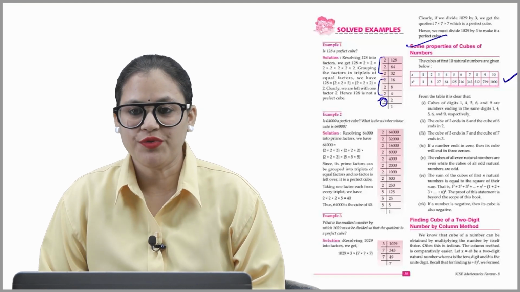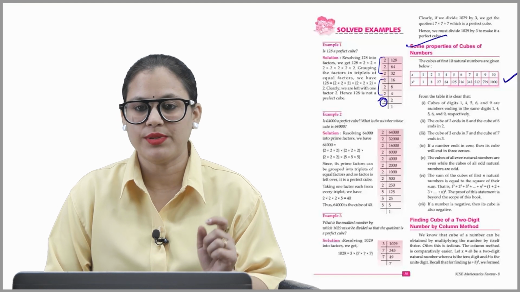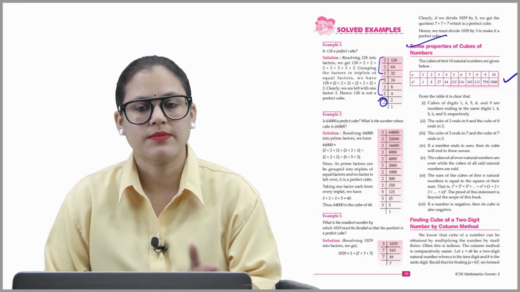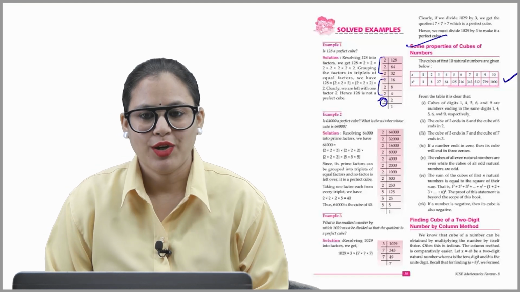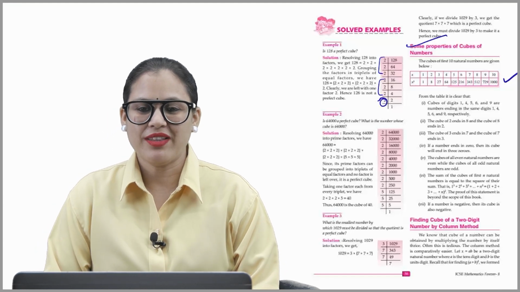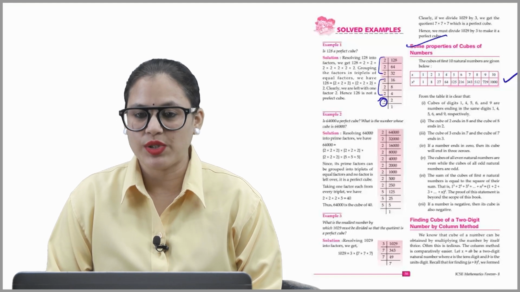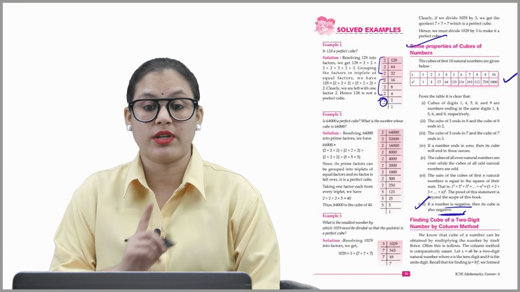The sum of the cubes of the first n natural numbers is equal to the square of their sum. That is, 1 cube plus 2 cube plus 3 cube plus up to n cube is equal to (1 plus 2 plus 3 plus up to n) square. The proof of this statement is beyond the scope of this book. 7. If a number is negative, then its cube is also negative. Remember that, okay, if a number is negative, then its cube is also negative.